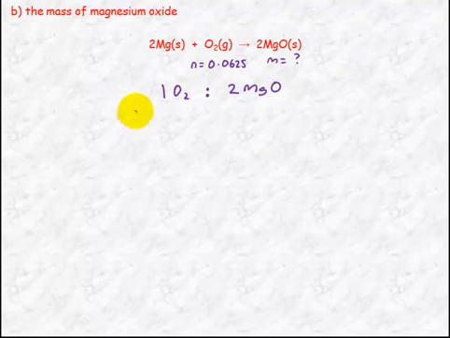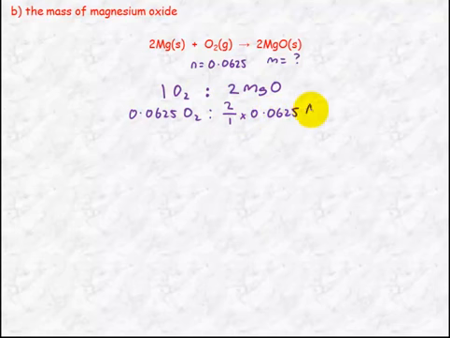So if I've got 0.0625 O2, it is going to produce mole ratio times 0.0625 of magnesium oxide, which will equal 0.125 MgO. Does it make sense? 1 is half of 2, 0.0625 is half of 0.125. So that bit makes sense.